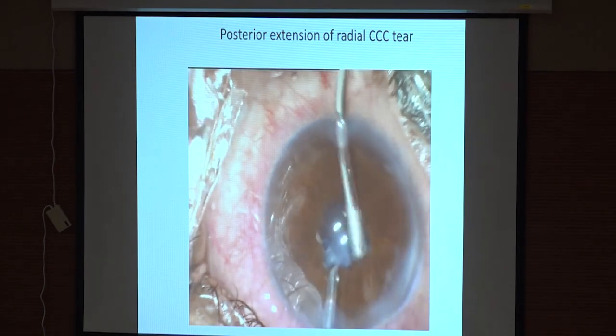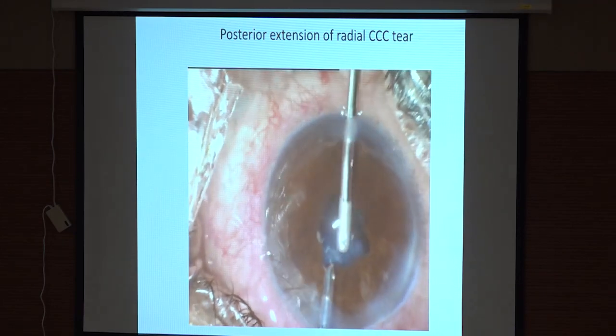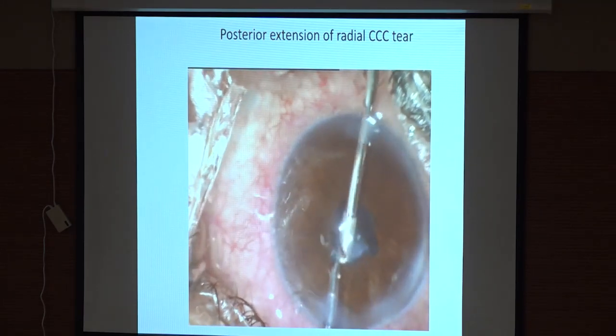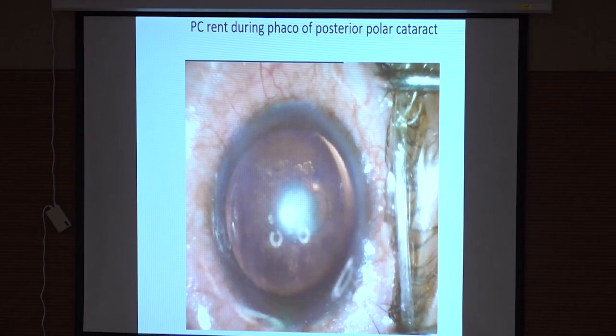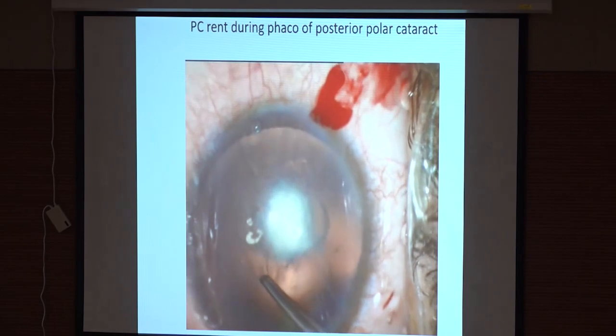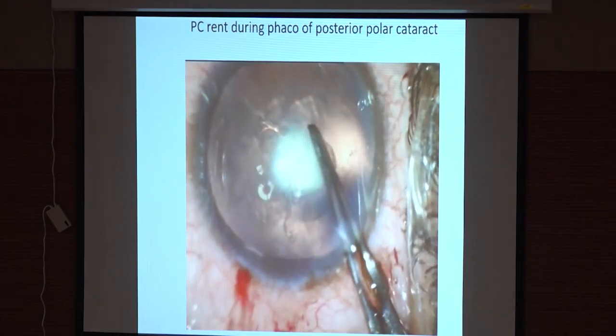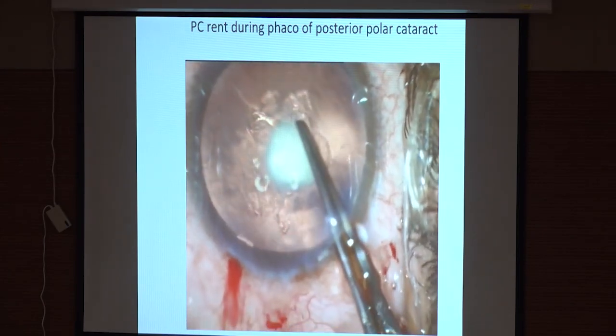So finally, removed some of the remaining cortex with a bimanual, and was able to place a 3-piece lens in the sulcus. But you see here the same radial extension has extended on to the posterior capsule. Happens very commonly. And obviously, when you deal with angry looking posterior polar cataracts, in some of those cases you will end up with the posterior capsule opening. The opening is actually already there in some of those cases.